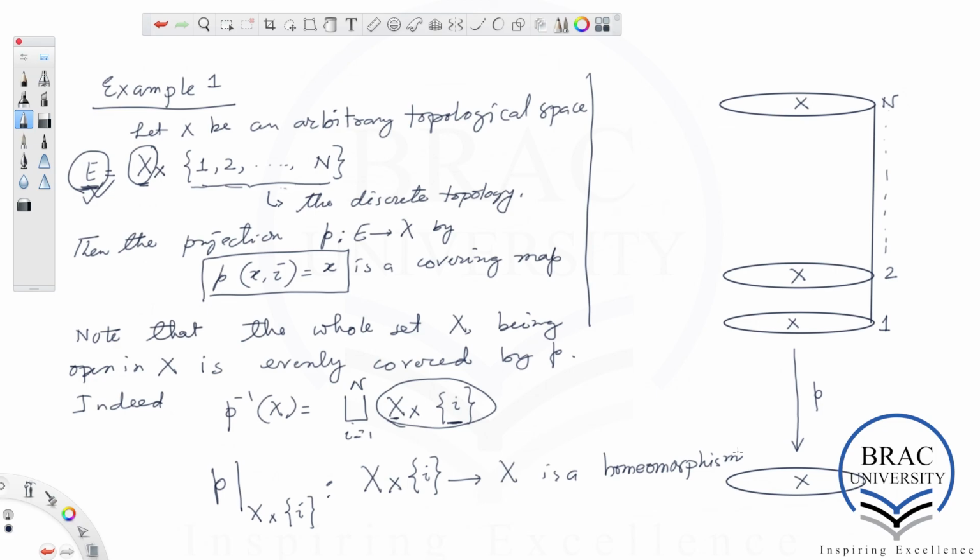So the second example of a covering map that we'll discuss is that of a circle. We are going to do it in the next segment. So we'll end the first segment here. Okay, thank you for attending the first segment.